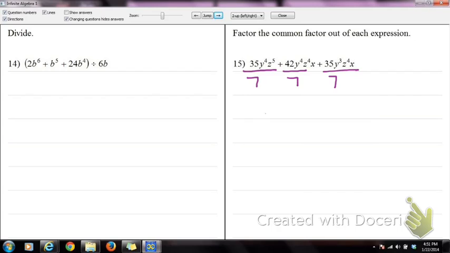Also, we need to look at the y's, the z's, and the x's. They're all in each expression, but what is the biggest power of y in each one? We have a y to the 4th, a y to the 4th, and a y to the 3rd. So the one that goes into all of them is the y to the 3rd right here. So we can divide each expression by y to the 3rd.